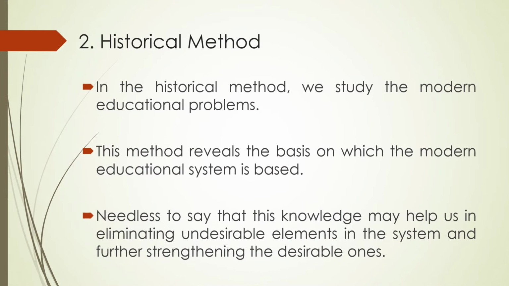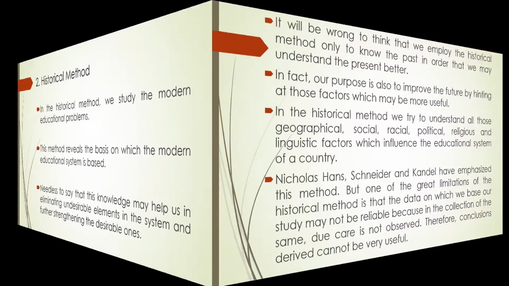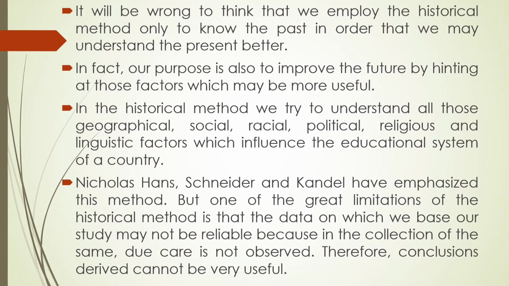Historical method. In the historical method, we study the modern educational problems. This method reveals the basis on which the modern educational system is based. Needless to say, this knowledge may help us in eliminating undesirable elements in the system, and further strengthening the desirable ones. It will be wrong to think that we employ the historical method only to know the past, in order that we may understand the present better. In fact, our purpose is also to improve the future by hinting at those factors which may be more useful.